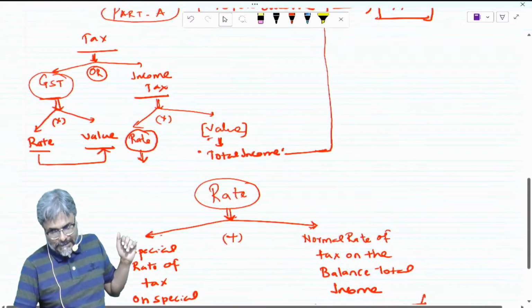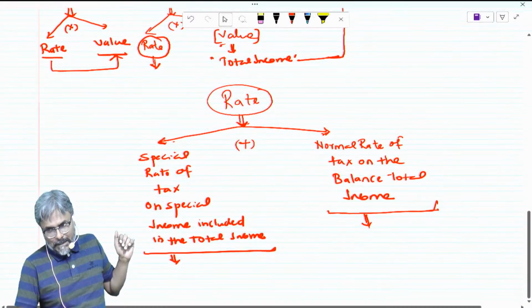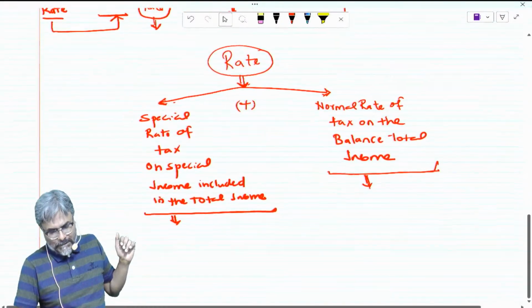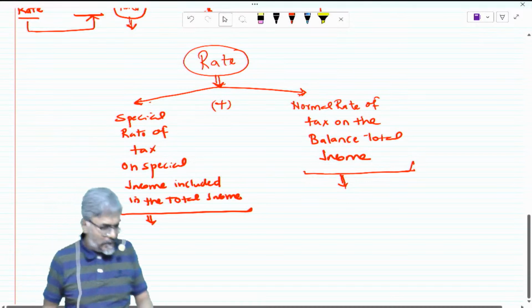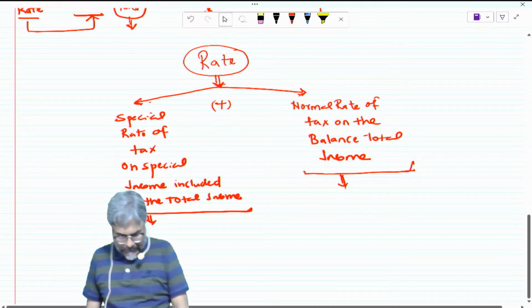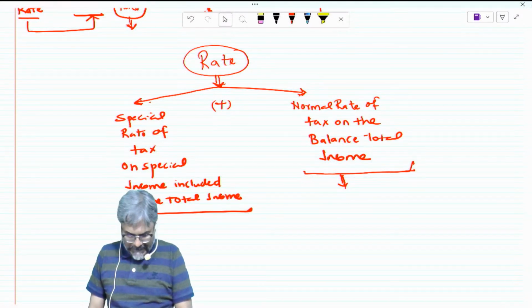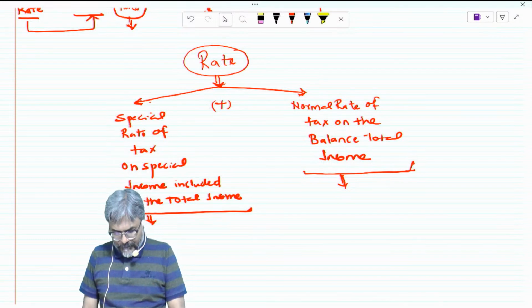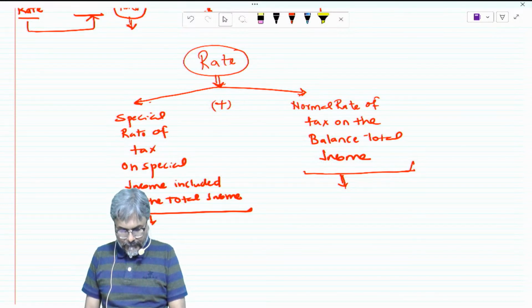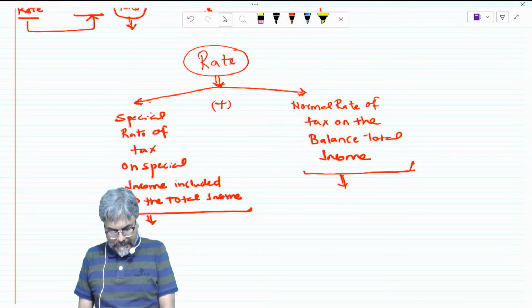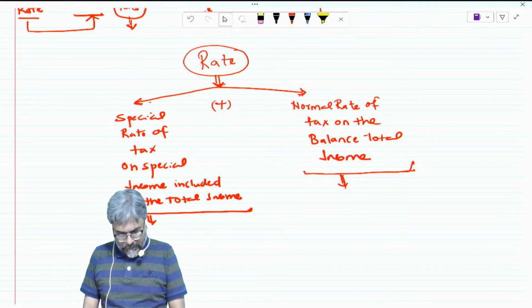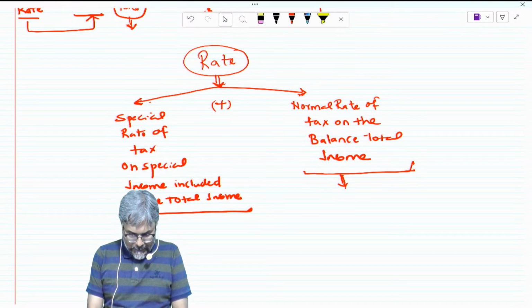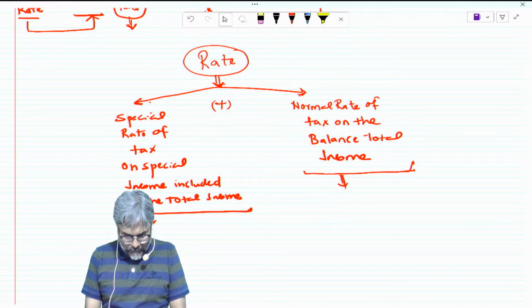Fine, students. Now, students, what we were discussing right now is the rate of tax. Next page, this is what needs to be written. Now, what is this rate of tax, students? Be careful. So, students, the rate of tax, what we are talking about, as you all know, the rate has to be applied.